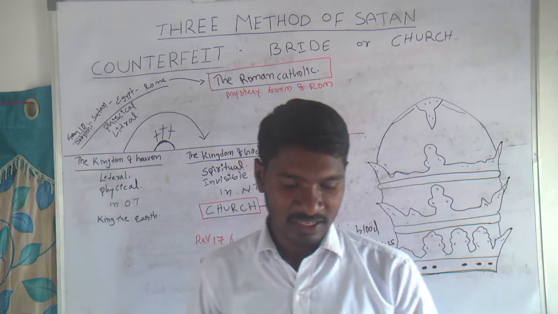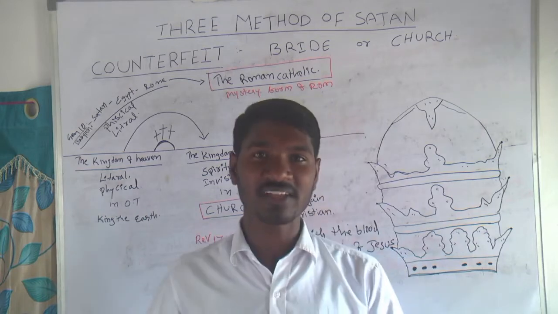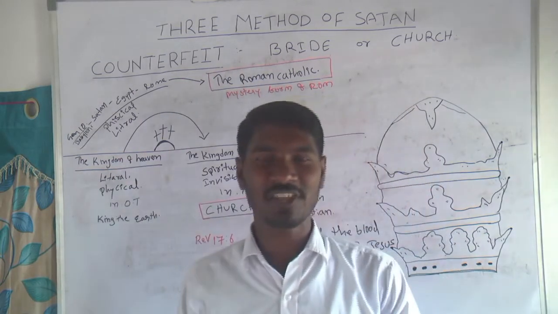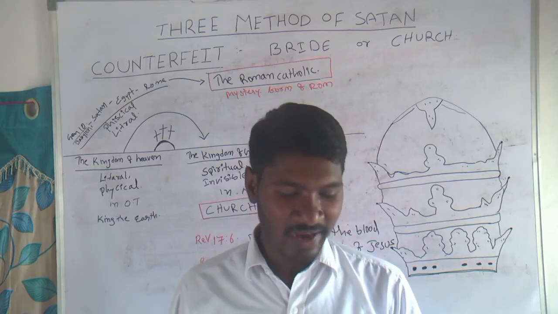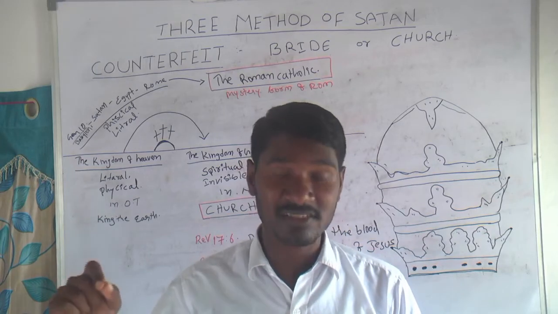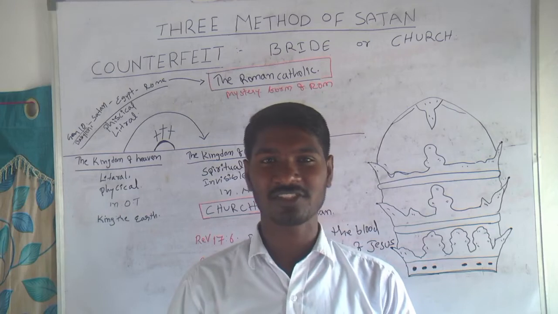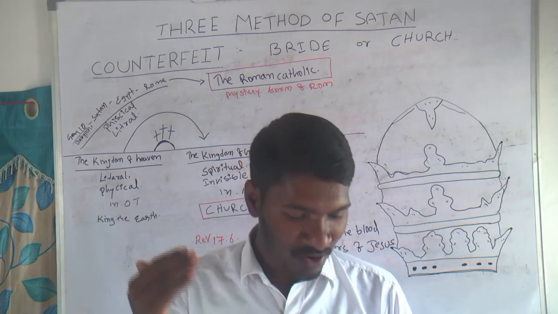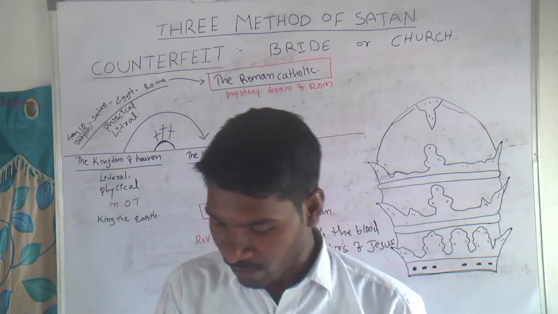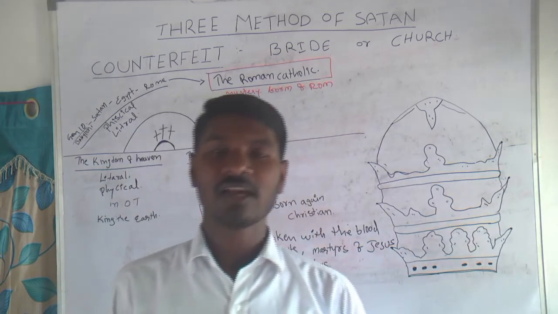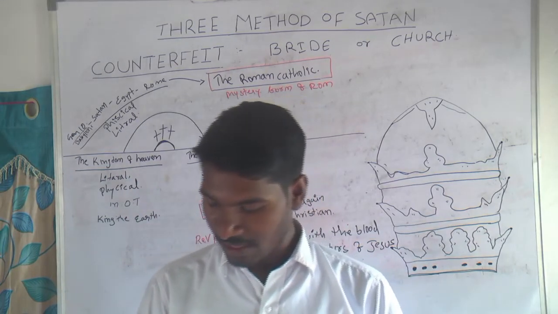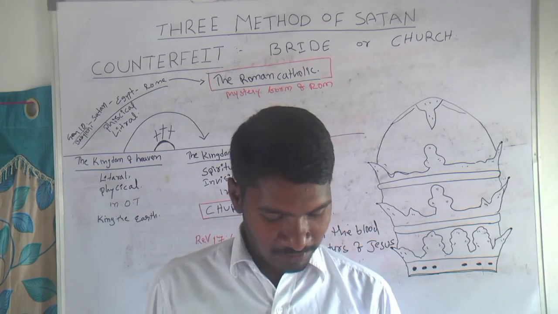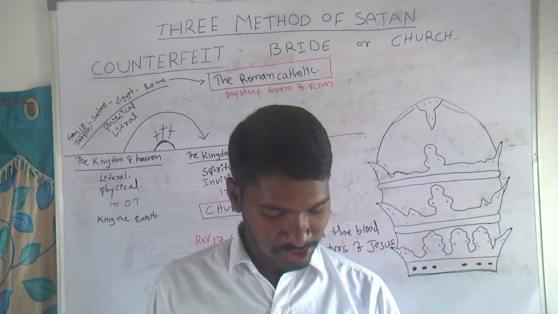The counterfeit bride is the Catholic Church, which is the Vatican Church. So this Catholic Church is the Vatican Church. Please don't forget this. Keep it in your mind. Some other things I would like to tell about this Catholic Church. Please note it down and make sure about this Catholic Church.